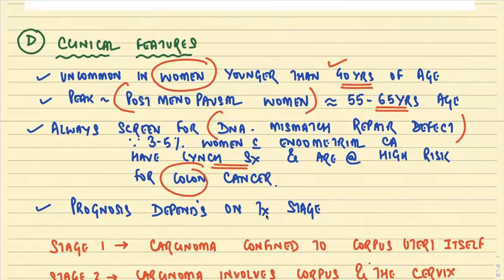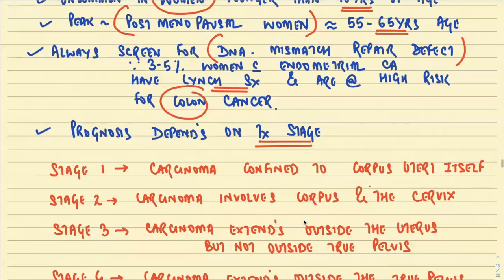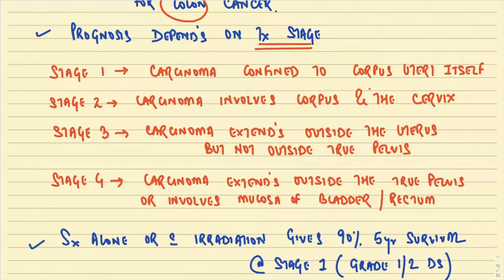The prognosis of all types of endometrial carcinoma depends on the stage of the tumor. So this staging becomes very important from your exam point of view, because this is an easy staging and you can remember. The stage one tumor is that which is confined to the uterus, the body of the uterus, the corpus uteri itself. The stage two tumor involves the corpus, and along with that, it involves the cervix. Stage three tumor extends outside the uterus, but not outside the true pelvis. Whereas the stage four tumor extends outside the true pelvis or involves the mucosa of the bladder or the rectum. That is the stage four tumor.